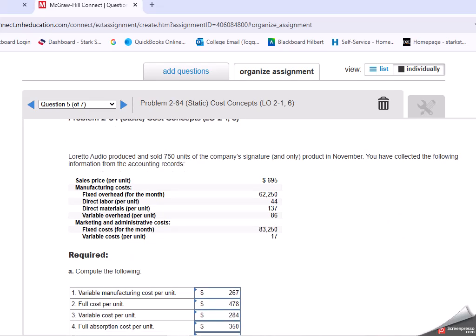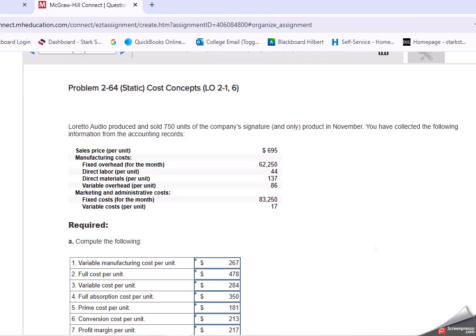Okay, then now here we have unit prices for some of the things. So we have a sales price per unit, direct labor per unit, direct materials per unit, variable overhead per unit. Then our fixed things are given to us for the month, and then we have marketing and selling price per unit. So they'd like us to calculate out our variable manufacturing cost per unit. So we'd have our direct material of $137, our direct labor of $44, and then our variable manufacturing overhead of $86.